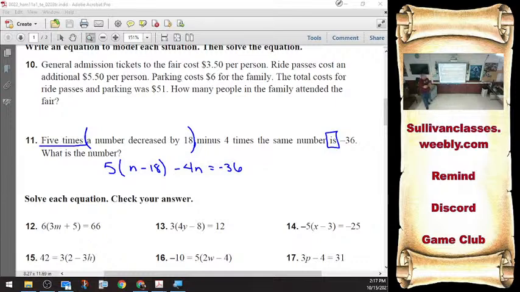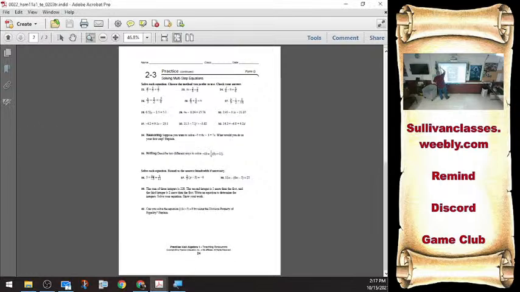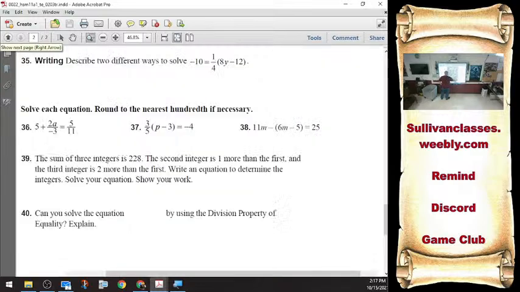I think so. So, once I'm here, distribute, combine like terms. I hope. Okay. What was the other one? 30-something? Was it more words? Yeah, there's more words. Or there's a writing one that's 35. 39. 39. The sum of 3 integers.